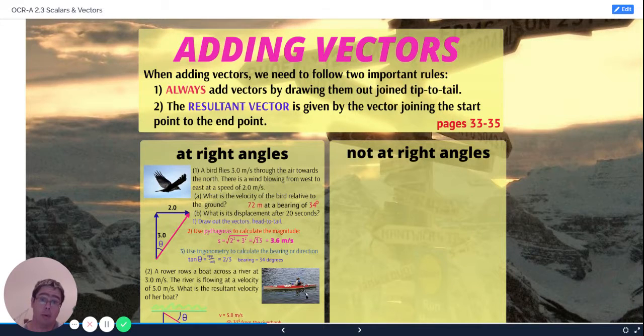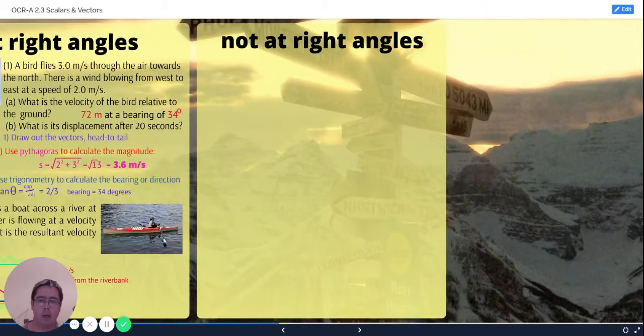That's great and all well and good. When we've only got 2 different vectors that we need to add and they're at right angles, it's really easy. Pythagoras, you probably did in year 8, year 9, trigonometry, year 9. So low level maths there. It's a little bit more tricky when we've got something more complicated. It might be the case that we've got a number of vectors that we need to add together and not all of them are at right angles.